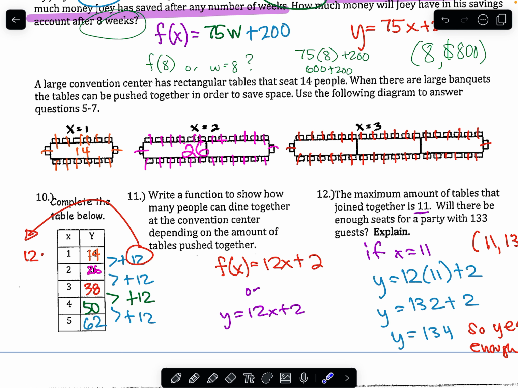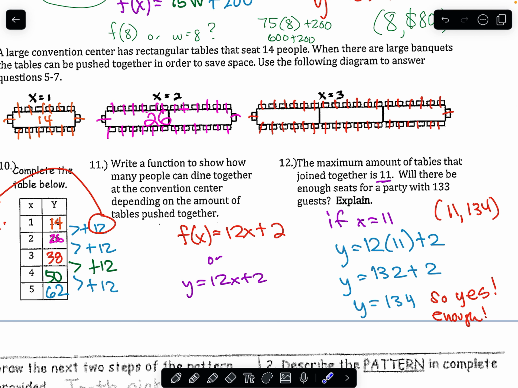And then you can use this function rule to solve number 12, which is, if they put 11 of these big tables together, will there be enough for 133 people? When there's 11 as the x value, or the table value, will you have enough? So we substitute it in, we get 132 plus 2, which is 134, and that would be, yes, that's totally enough with 1 left over, right?